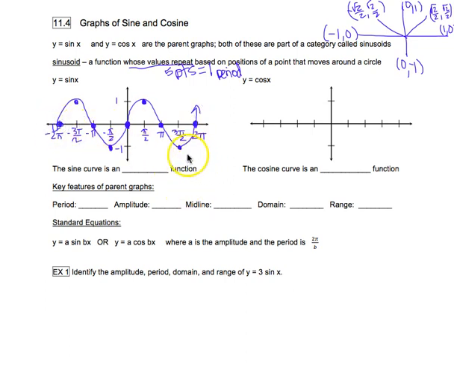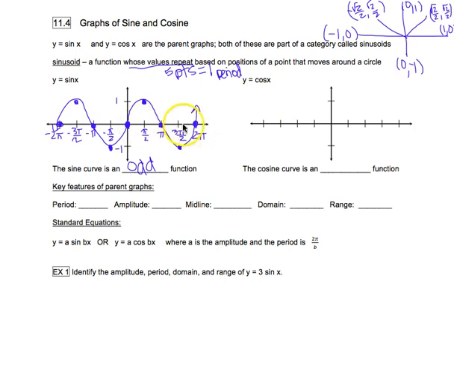Your sinusoid graphs always look like this. They always have a hill followed by an equal-sized valley, followed by a hill, followed by an equal-sized valley. You're never going to see two valleys in a row or two hills in a row on a sinusoid, and you're not going to see different peaks and valleys. The sine curve is an odd function because it is symmetric about the origin. So we would call that an odd function.